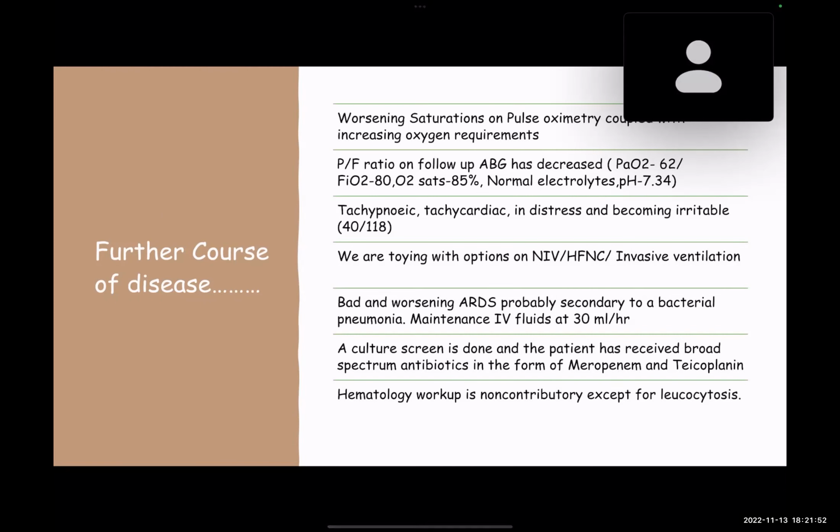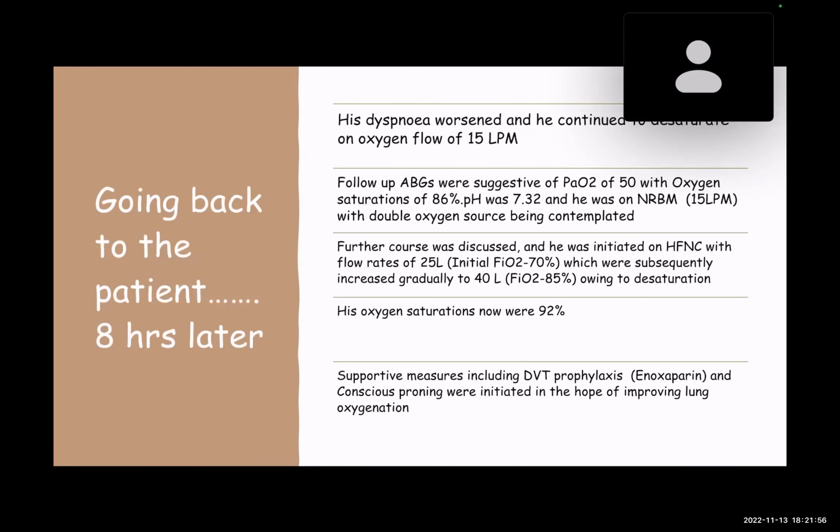What is the last slide? Now, after this? So, this one? Yeah, this is the next slide.